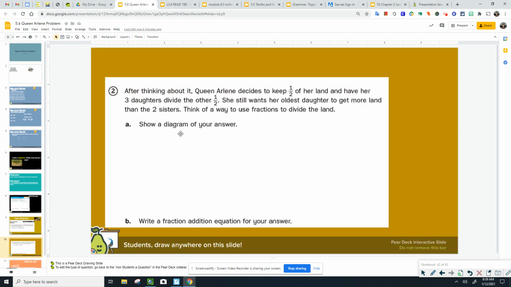Then there's a second question here, and it says, there's another situation. It says, after thinking about it, Queen Arlene decides to keep 1/2 of her land and have her daughters divide the other half. She still wants her oldest daughter to get more land than the two sisters. Think of a way to use fractions to divide the land. So again, draw out that circle, which would be like your red fraction circle piece, and leave half of it to Queen Arlene, and then take that other half and see if you can divide it up in certain ways that the oldest sister gets more and the younger sisters get parts of that land as well, and then write your fraction addition problem down here.